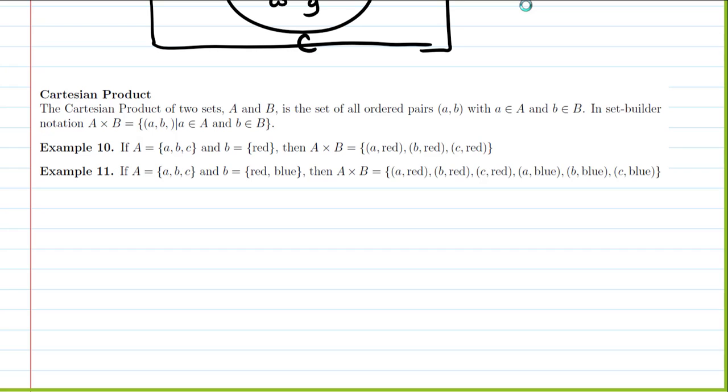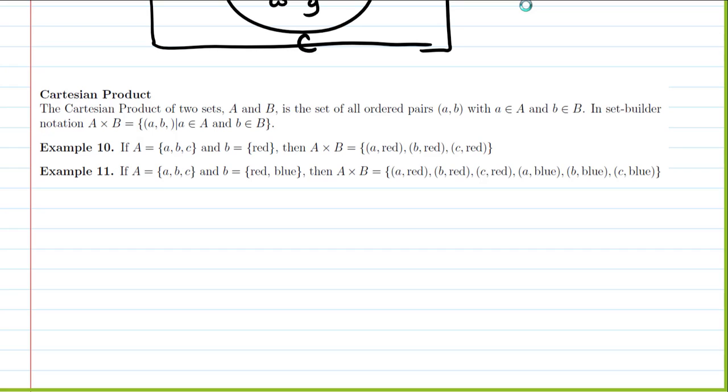So for example, if the set A contains the elements a, b, c, and the set B contains the element red, then A cross B is the set of all possible ordered pairs where the first coordinate comes from A and the second coordinate comes from B. So the ordered pairs would be a pairs with red, b pairs with red, and c pairs with red. Because the set B had only one element in it, right? Red.